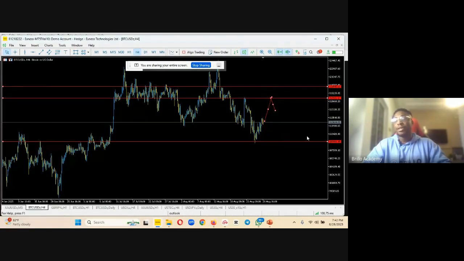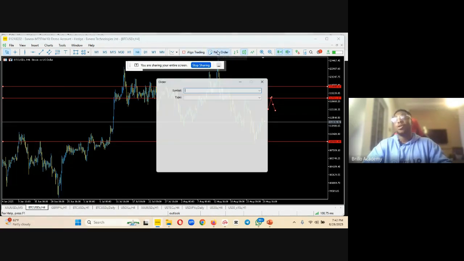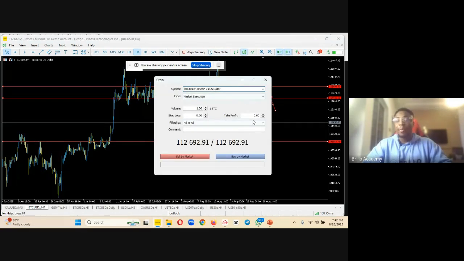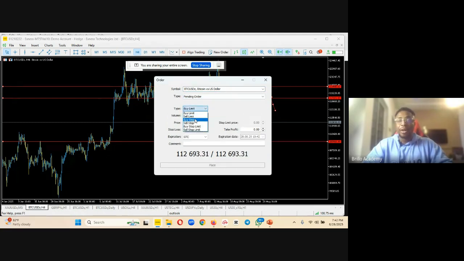And this is our take profit. So now we have the level. All we need to do is go to our new order, set it up, change it from market execution to pending order, then look out for sell limit, all right? Then we set the price, stop loss, and take profit.